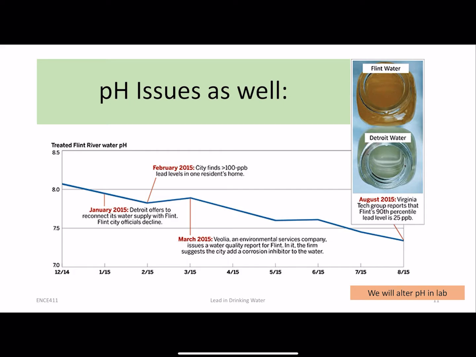So they have pH issues as well. Detroit was keeping the pH of the water around 10. It's a very high pH for the water, but they did that because they wanted to protect the scale inside the pipes. But Flint didn't do the same thing, so the pH was decreasing with time, I think from 8 to something like 7.3. So this was causing more problems.